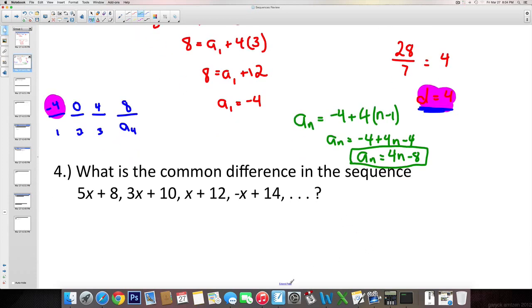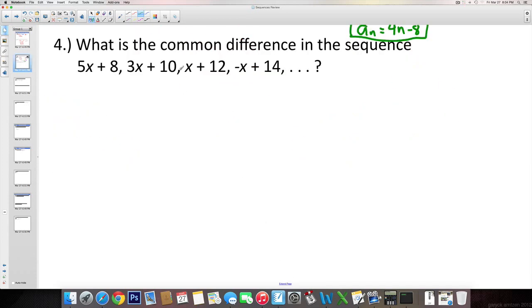Okay, question 4 asks for the common difference. So you might realize, okay, from 5x to 3x, and when it says common difference, you know you're dealing with an arithmetic sequence. So from 5x to 3x, it looks like we're subtracting 2x. From 8 to 10, it looks like we're adding 2. We could check that. Let's look from here to here. Again, we're subtracting 2x, and again, we're adding 2.